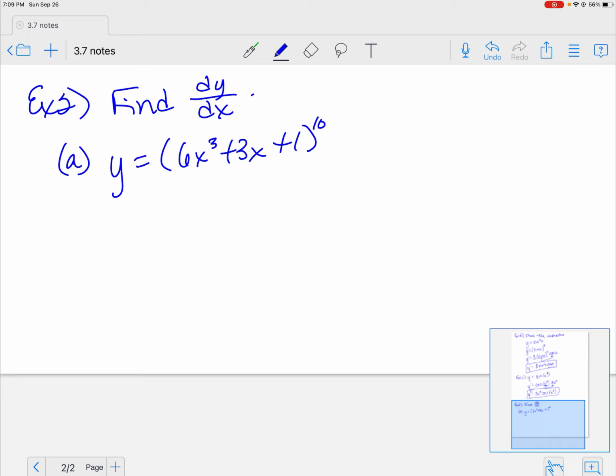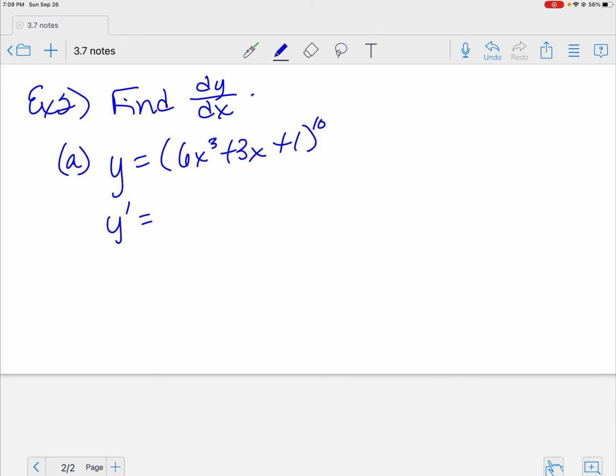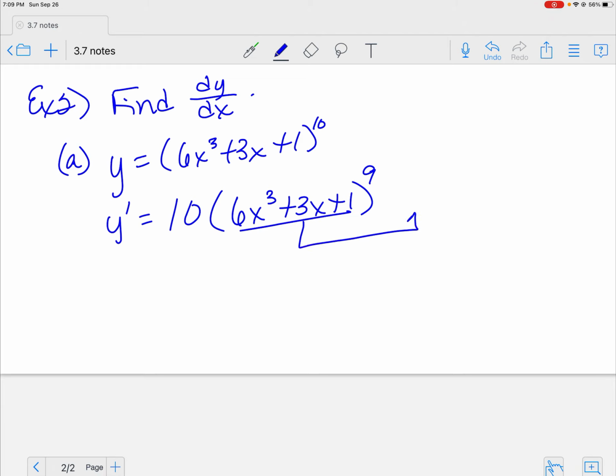Take the derivative of the outside, keeping those guts. Bring the 10 in front, keep the guts, and one less will give me 9. Then multiply by the derivative of the inside. So I just have another polynomial here. So I've got 18x squared plus 3.